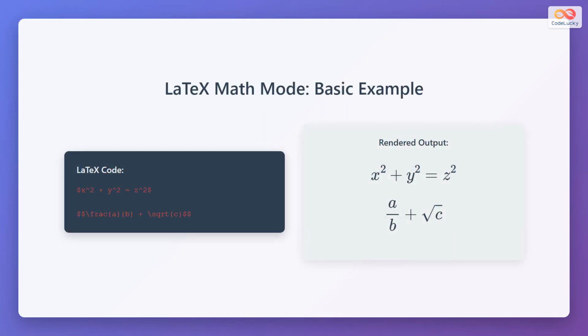Let's look at a basic example of LaTeX in math mode. Here is some LaTeX code. $x^2 + y^2 = z^2$. $\frac{a}{b} + \sqrt{c}$. The rendered output will be x squared plus y squared equals z squared. And a fraction represented as a by b plus the square root of c.